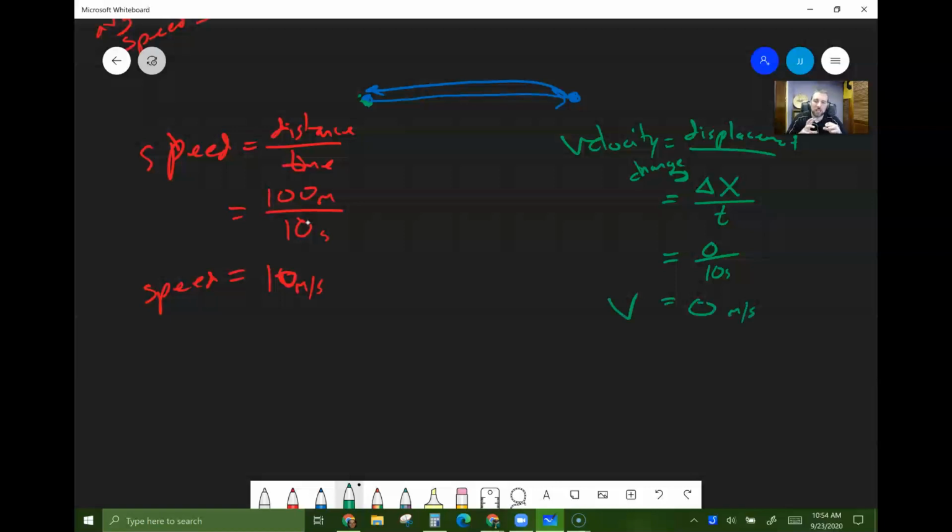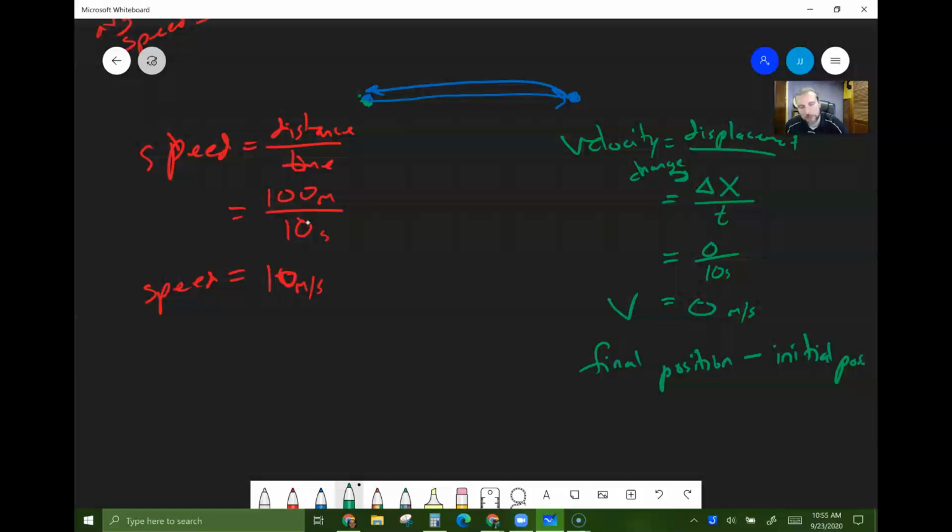Again, velocity and displacement, I don't care how you got there. I don't care about the path. You could go 6 ways from Sunday and do all of this. It doesn't matter, right? What we care about is where you are from where you started. So, final position minus initial position.